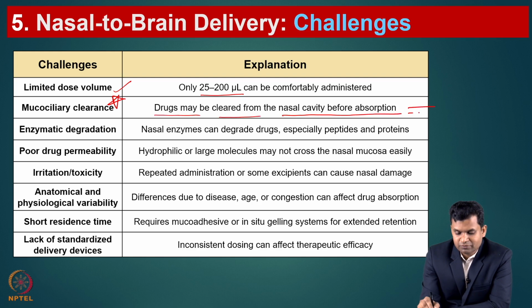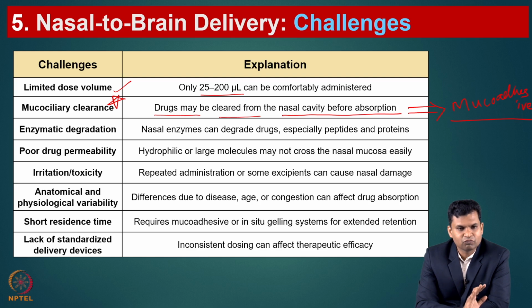So, how to overcome this? By using mucoadhesive polymers. Because it will adhere to the mucus or to the biomembranes, we can avoid the mucociliary clearance. This clearance varies from one place to another place. So, we need to consider the mucociliary clearance while developing the formulation.